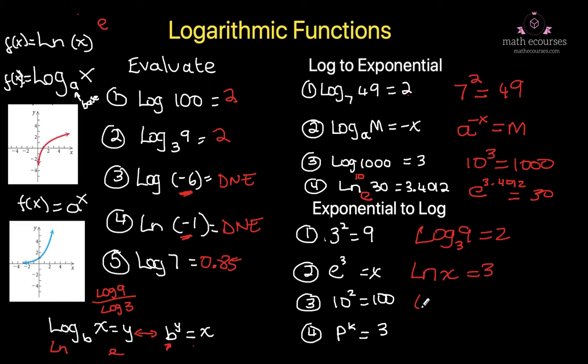Here, this is a number, so I'm going to put log. We normally don't put a base of 10, so I'm not going to put it. So log 100 equals 2. This is a variable p. Unless it's e, if it's e, you use natural log. If it's anything else, you use log. So log, and my base is a p, a 3 equals k. That is how you go from log to exponential, exponential to log.